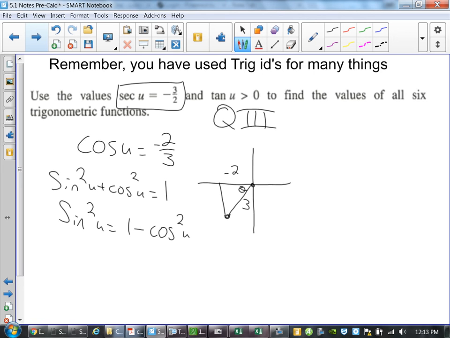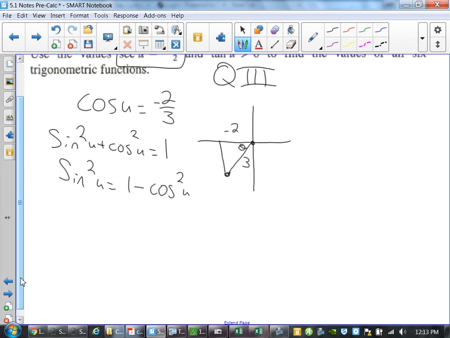So let's substitute in. I know that cosine of u is negative 2/3, so then it would be 1 minus the quantity negative 2/3 squared. So far, so good? And that's going to equal... it's kind of a long way of doing it, but it works the same. Honestly, I would just use Pythagorean theorem. Works the same. Did you know sine squared plus cosine squared is Pythagorean theorem?